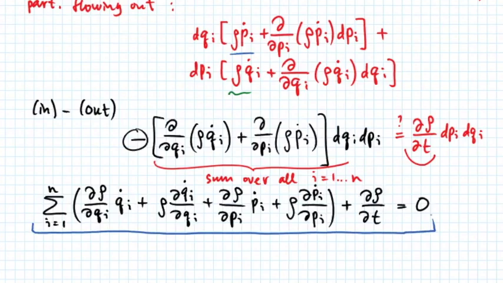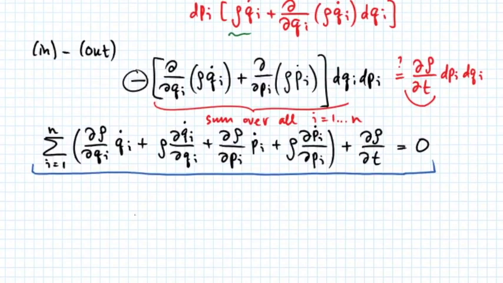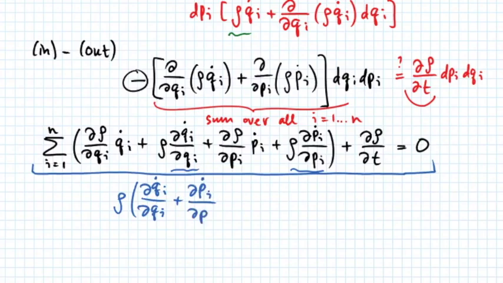This expression involves the density of particles in phase space and a lot of partial derivatives. A couple of things to notice in this sum. First of all, we can factor out rho and these two terms here. So we're going to have rho, then the partial derivative of q_i dot with respect to q_i, plus the partial derivative of p_i dot with respect to momentum p_i. Okay?